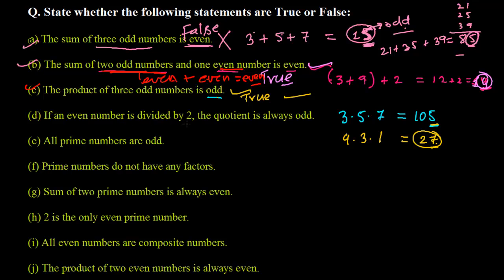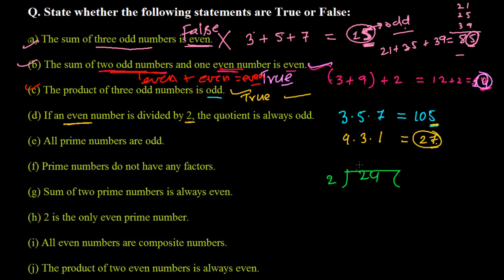Next: if an even number is divided by 2, the quotient is always odd. If an even number is divided by 2, the quotient will always be an odd number. How can we be sure? Let's try. Let me take an even number. Suppose 24. I'm going to divide this 24 by 2.